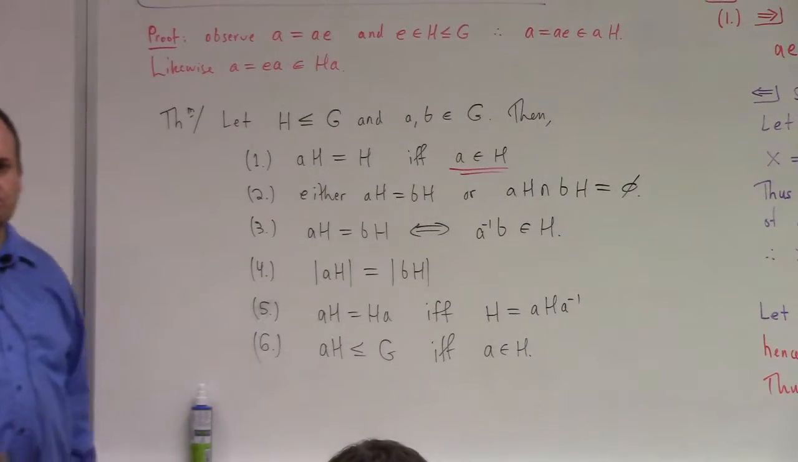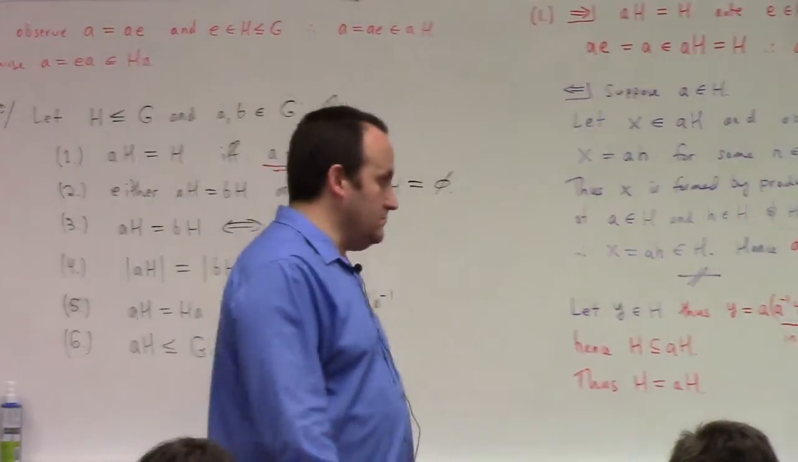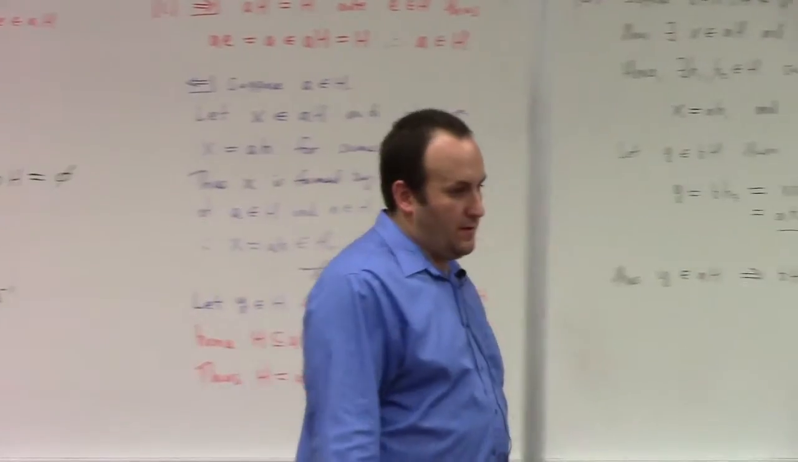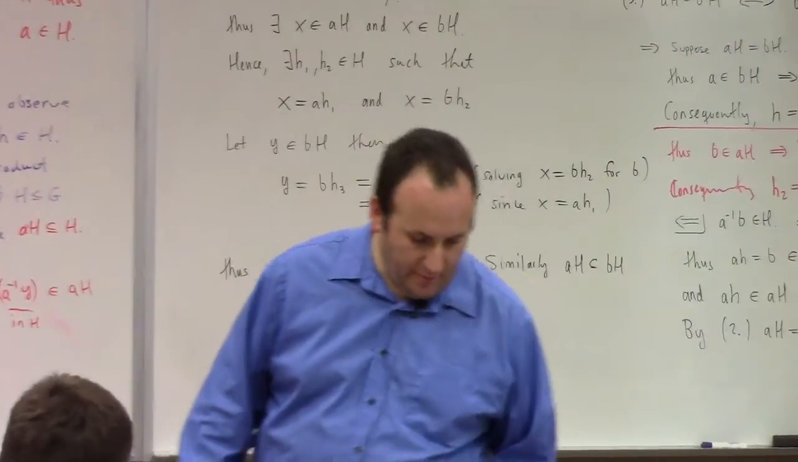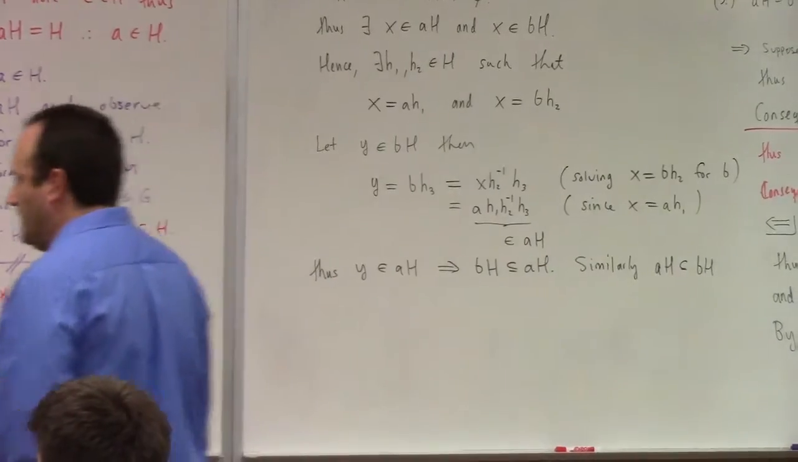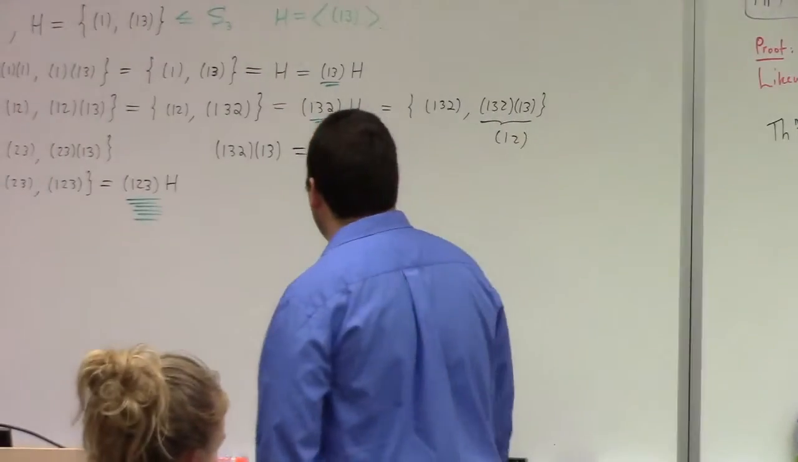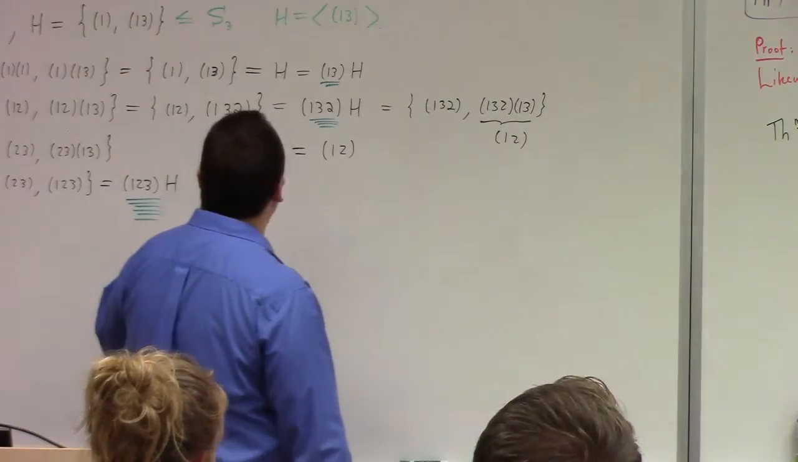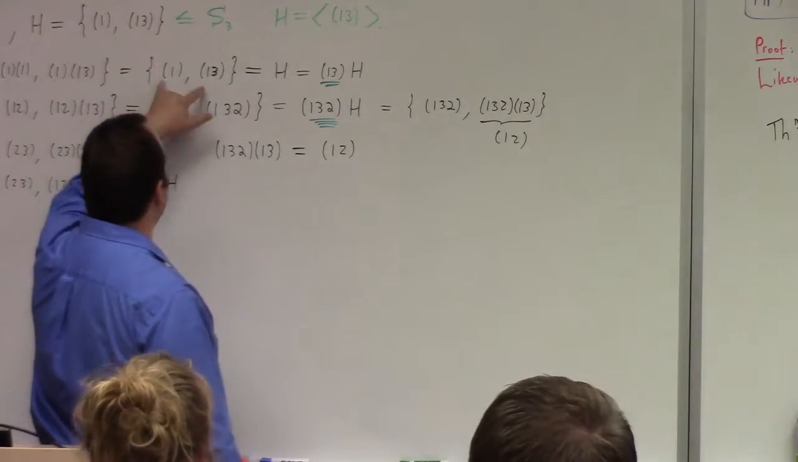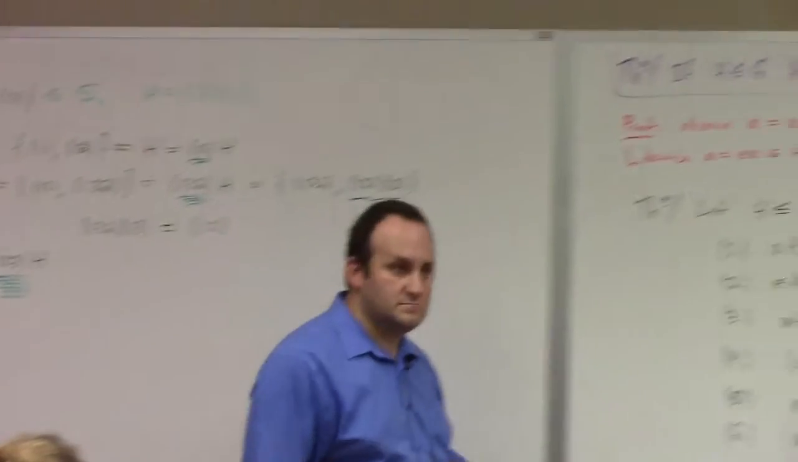Okay. I probably should try to prove 4. How can we prove that the order of AH is equal to the order of BH? I mean, it's true in our example, right? The cosets each have 2 elements.